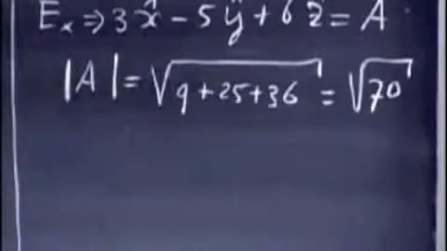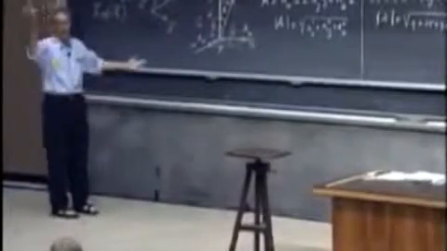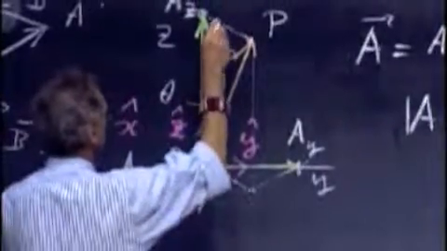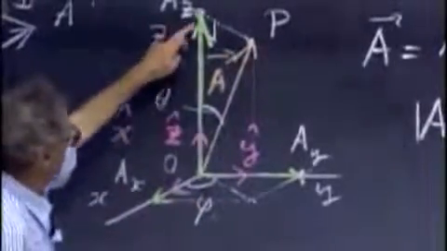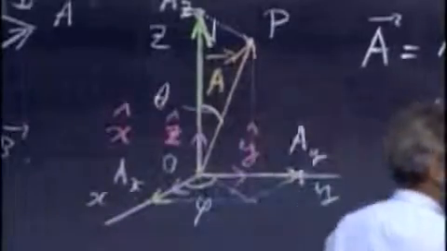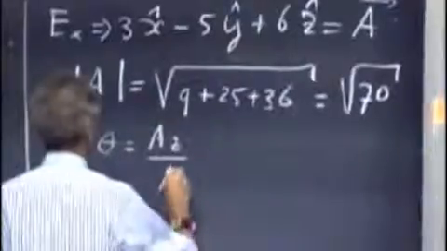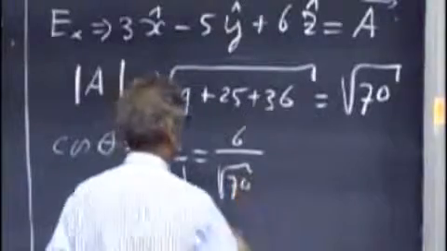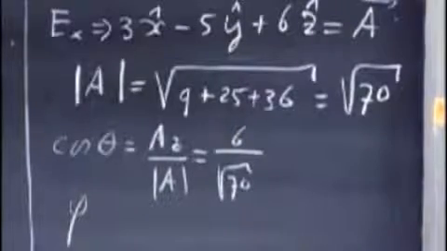And suppose I asked you, what is theta? It's uniquely determined, of course. This vector is uniquely determined in 3-dimensional space, so you should be able to find phi and theta. Well, the cosine of theta, see this angle here, 90 degrees, projection. So the cosine of theta equals az divided by A itself, which in our case would be 6 divided by the square root of 70. And you can do phi. It's just simply a matter of manipulating some numbers.